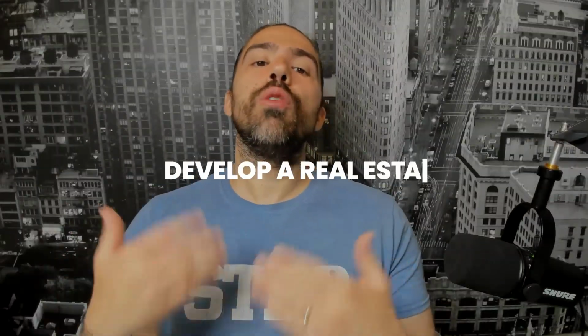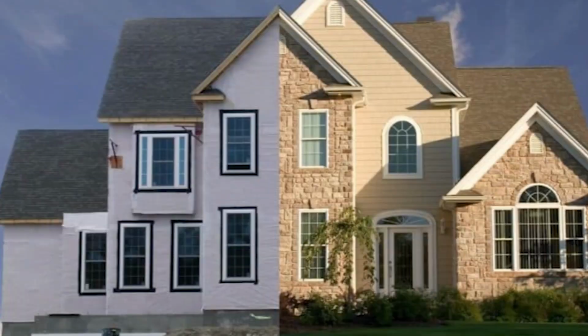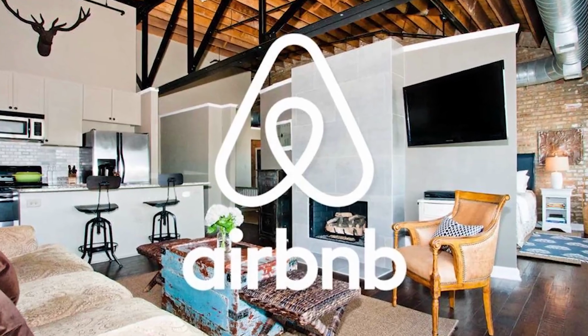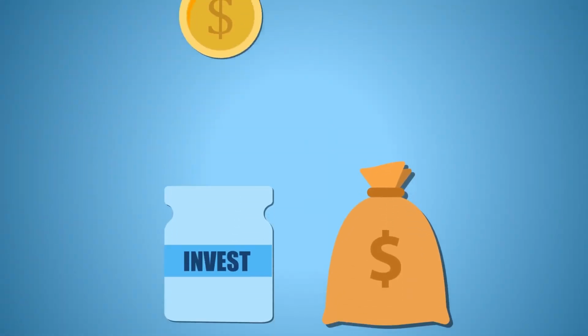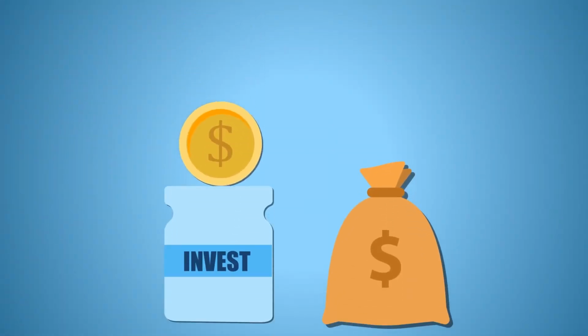Number 4, develop a real estate investment strategy. Now, when it comes to developing a real estate investment strategy, you need to understand a couple different things. You want to understand the method that you're going about investing. Are you doing buy and hold? Are we doing fix and flips? Are we doing Airbnb? What other methods are you looking to go about investing? Are we doing joint ventures with the BRRRR method, right? Different things you need to understand.